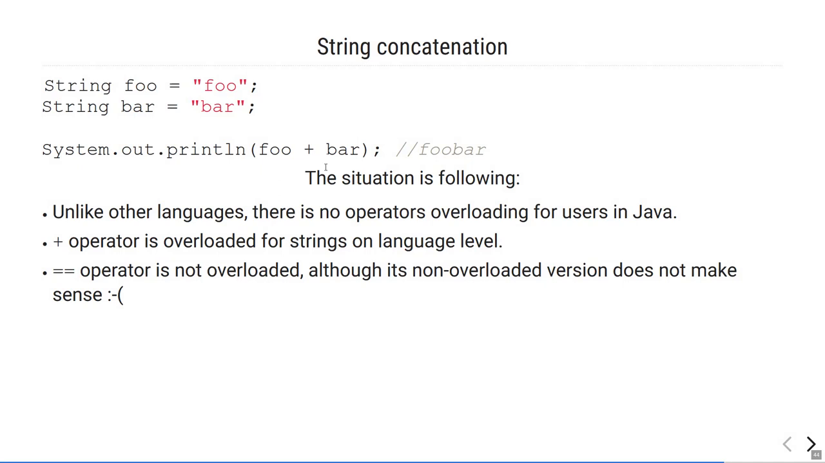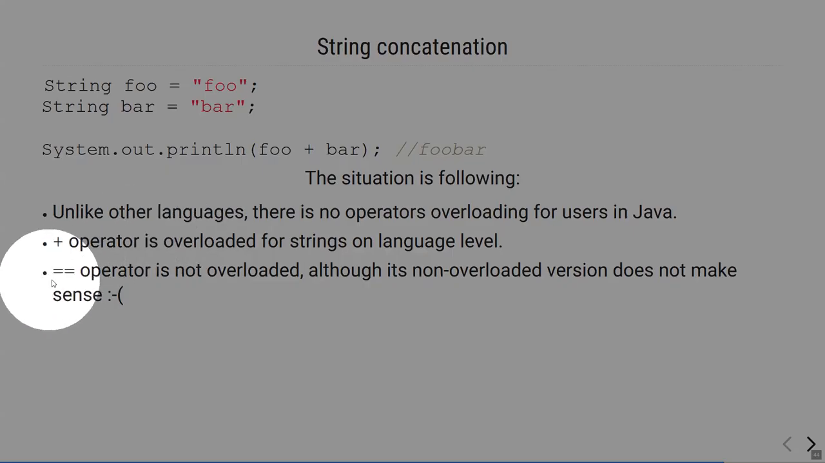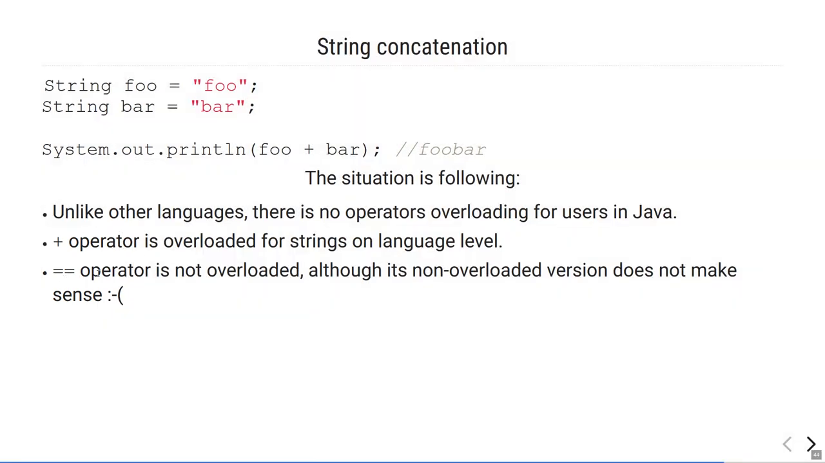This is, again, unlike other languages. In C++, you can introduce any operators you like, any crazy operators. In Kotlin, it's easy to overload arithmetic operators, and you can use plus to, I don't know, add a person and its salary. You just overload arithmetic operators and you can use them in your language. In Java, you just can't. So the plus operator is overloaded, and it's a pity that the equals equals operator is not overloaded for strings, and non-overloaded usage of the equals equals operator doesn't make sense in the Java language.